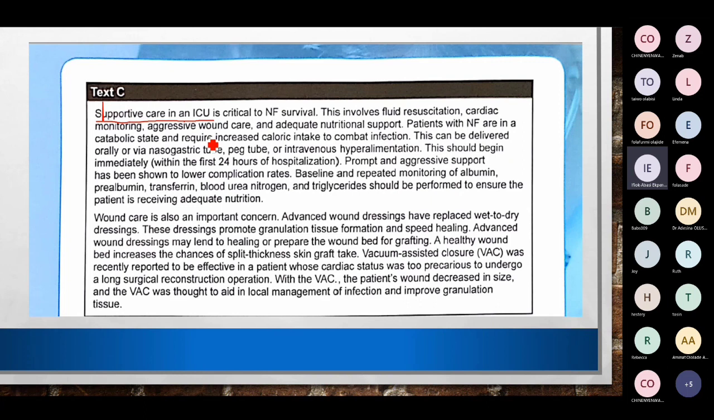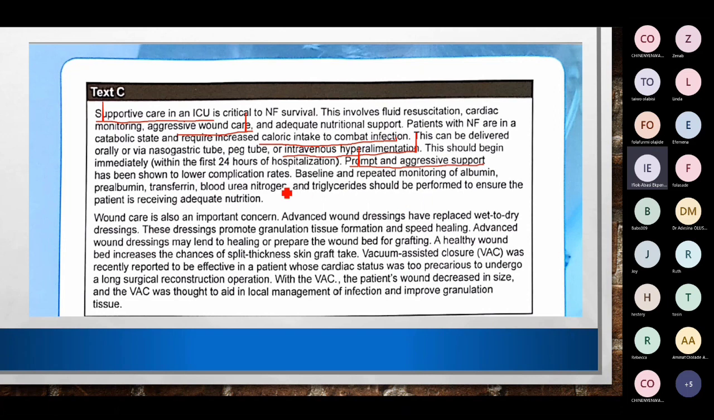Now, the next thing I'm seeing here, I can see wound care, aggressive wound care, right? Aggressive wound care. That simply means that if I'm being asked later on questions regarding wound care, I know that I'm coming back to text C. I can as well see caloric intake to combat infection. I can as well see intravenous hyperalimentation. As well, I can see prompt and aggressive support, right?